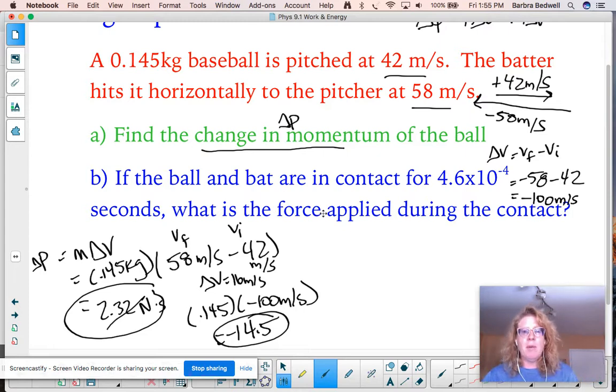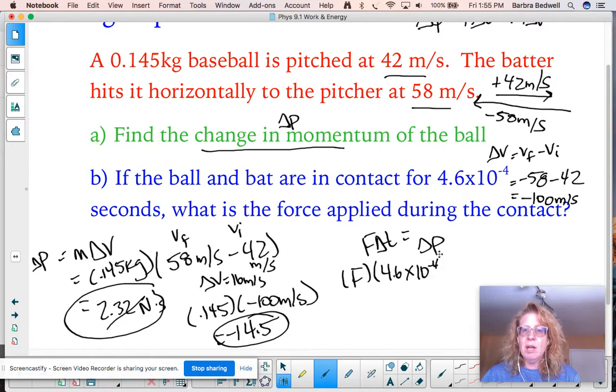All right, part B. Again, if the ball and the bat are in contact for this many seconds, what's the force being applied? Again, this is going to be using F delta T equals delta P. So once you've figured out what your change in momentum is, you can plug those values in. So force would be this times 4.6 times 10 to the negative fourth. Real small number, because usually when you're hitting something with a baseball bat, you're really not in contact for that long. And then your delta P is negative 14.5.